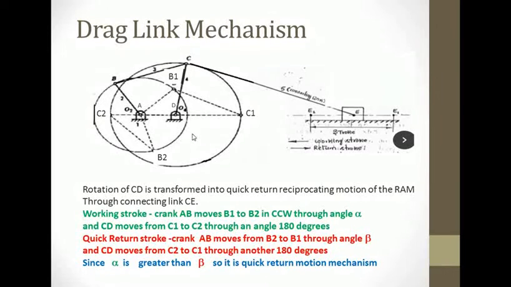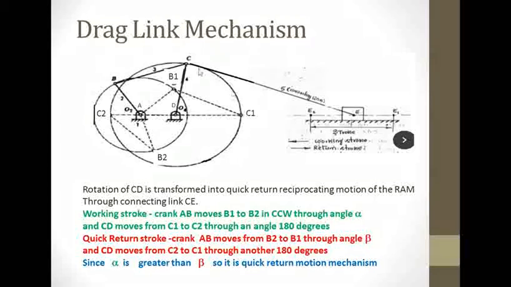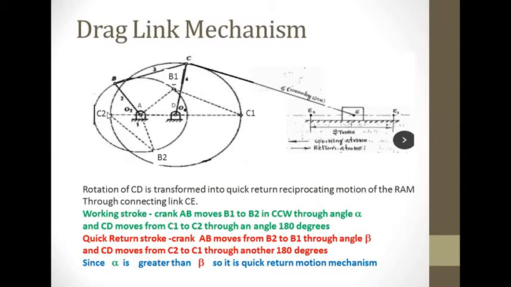The working stroke takes place when the driver crank AB moves from B1 to B2 in the counterclockwise direction through an angle alpha, and the link CD moves from C1 to C2 through exactly 180 degrees. When it moves from C1 to C2, it pulls the tool from E1 to E2. That becomes the working stroke.